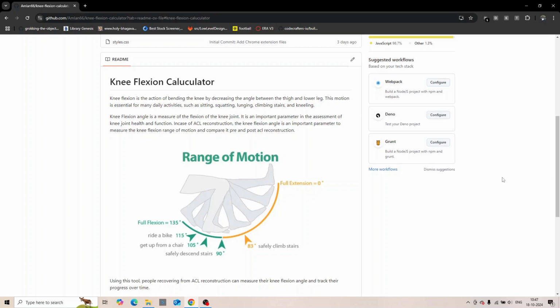Hi everyone. Today I'm going to demonstrate a small Chrome extension that I have built for calculating knee flexion angle. Before that, what is a knee flexion? I'm going to give a small overview.